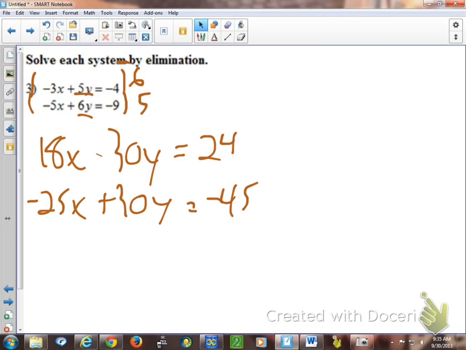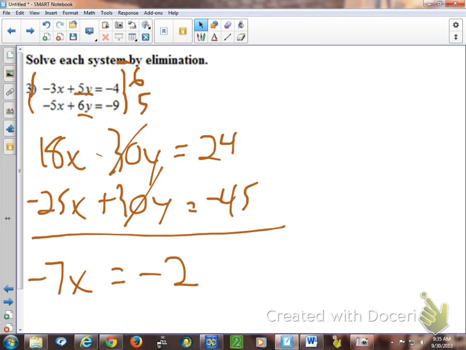Now, the whole point of this method is so that you can now add these. 18 plus negative 25 is negative 7x. Negative 30y and positive 30y cancel, which was the point. 24 minus 45 is negative 21. How do I finish this up? Divide by -7. That's perfect. And what will it be when I divide by -7?